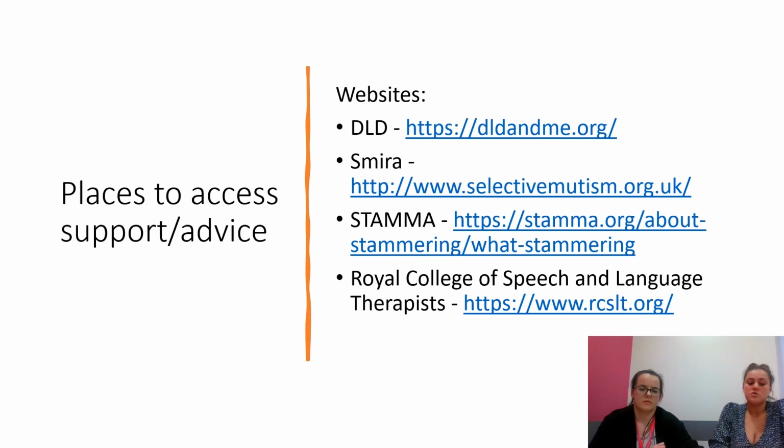There's also SMERA as well. So this is the selective mutism website. This provides you a bit more information about what selective mutism is, how you can support, how it might look. It tells you a little bit about what selective mutism is and what it isn't as well. You've also got Stammer, which is a website around stammering. Again, there's lots of information about stammering. They've got some stuff on there about people who have got a stammer, and they talk about their experiences. They tell you about what stammering is, different programs out there that might help.